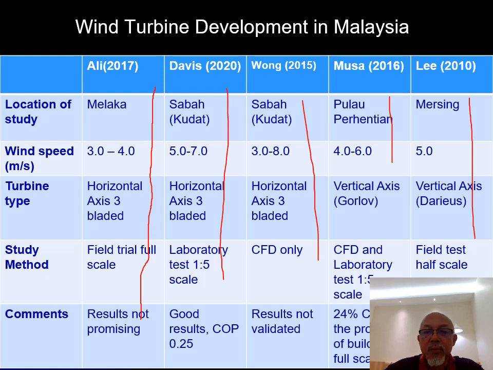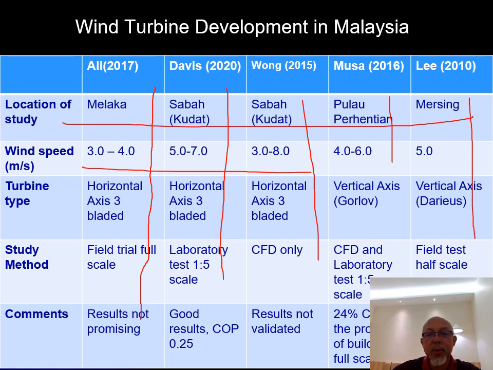What is expected is for you to compare, contrast, and analyze critically between these. Okay, the second step maybe is to look into the papers horizontally. So you compare between Ali, Davis, and so on about where they did, the wind speed that they use, the type of the wind turbine.